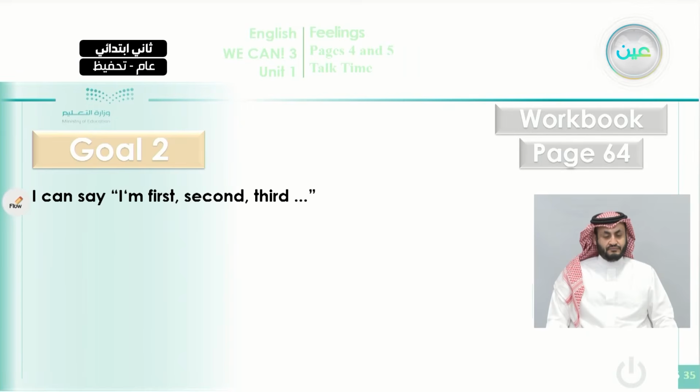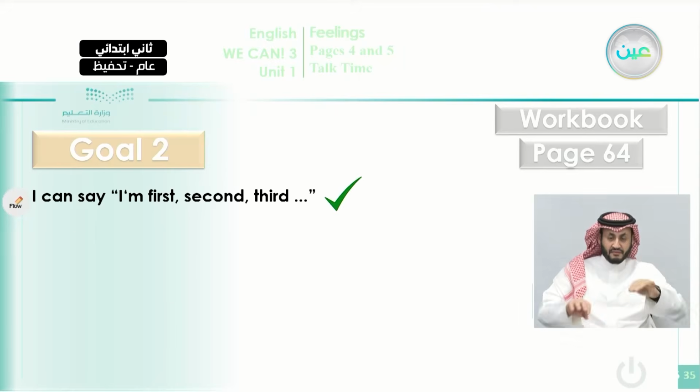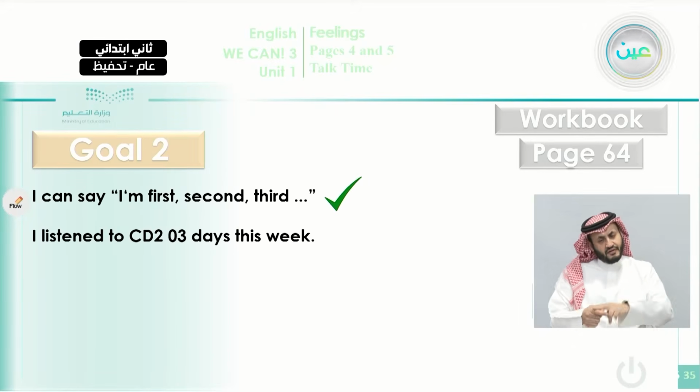Okay, goal number 2, I can say I am first, second, third. Cardinal numbers, can you use them? You can say 1, 2, 3, 4, 5. Can you use I am first, second, third, and so on? That is one goal. The other one, did you listen to CD 2, 3? This is very important also.